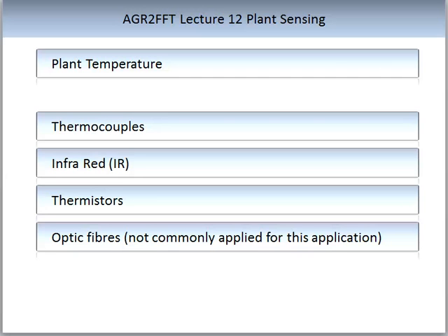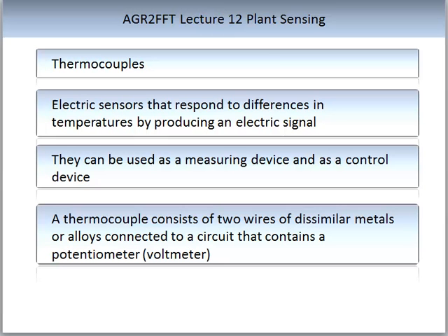Thermistors are another way that plant temperature can be measured, along with optic fibers. Optic fibers tend to be very accurate and measure very small areas, and as a rule of thumb, with the exception of some very intricate research, are not commonly used for this application and will not be discussed here. Thermocouples are a very common type of plant temperature sensing. They are electronic signal sensors that respond to changes in temperature by producing an electrical signal. They can be used as a measuring device and/or as a control device.